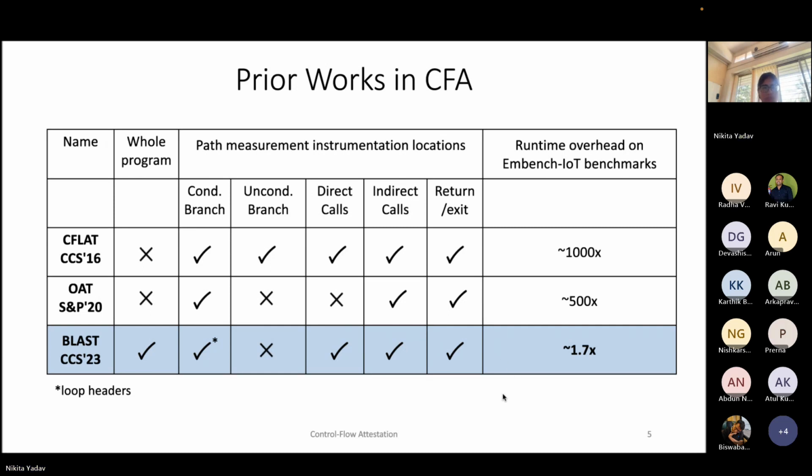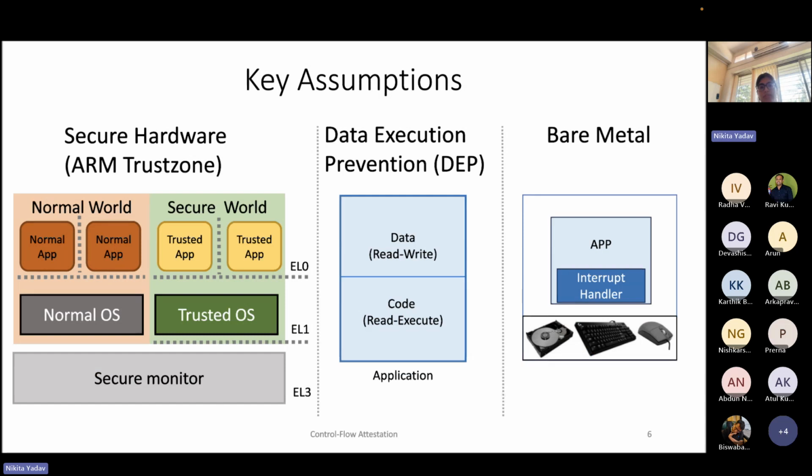So now moving on. The key assumptions that we have made in our work are, first, the presence of a secure hardware. So we rely on a secure hardware to protect the CFA log, and it is the same for the prior works. In our work particularly, we are using the ARM TrustZone, although we are not bound to it. If there is some other TEE, we can also leverage that to protect the CFA log.